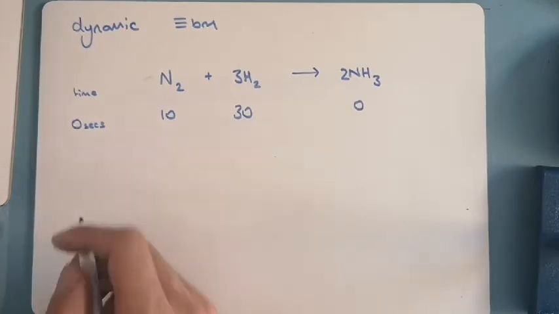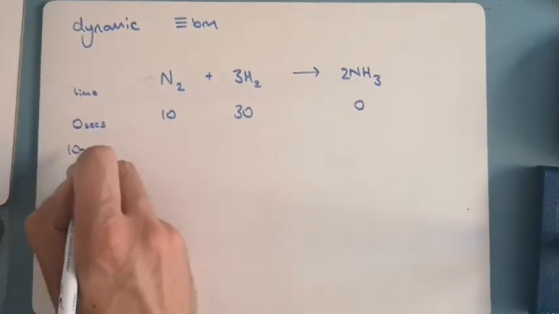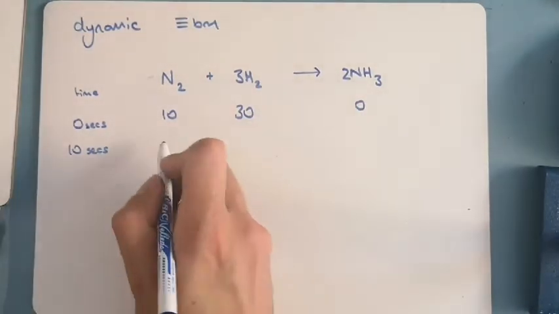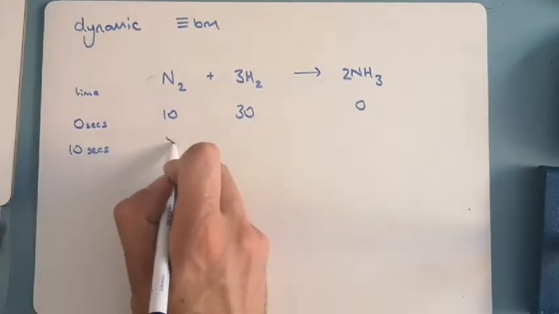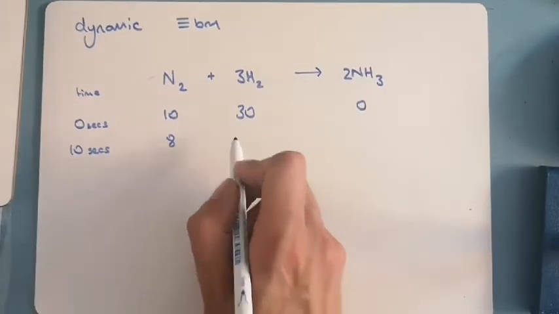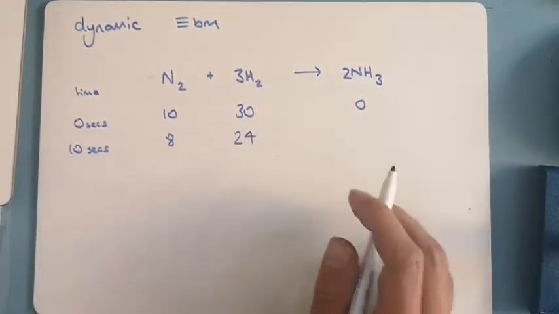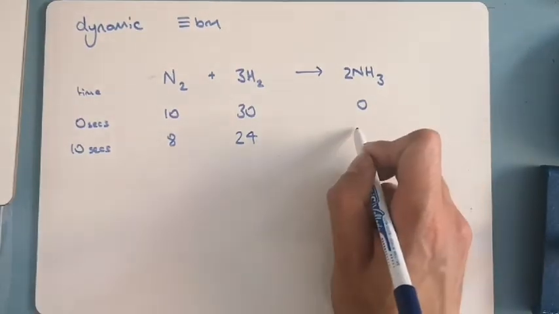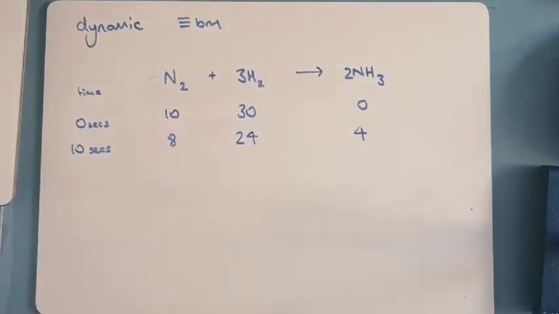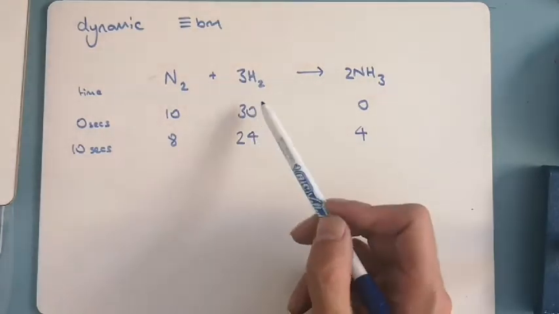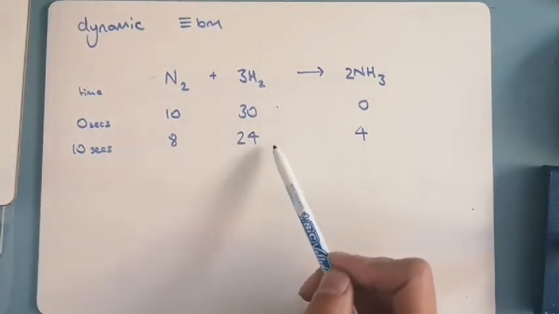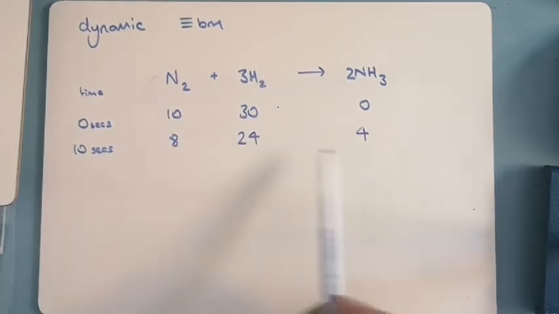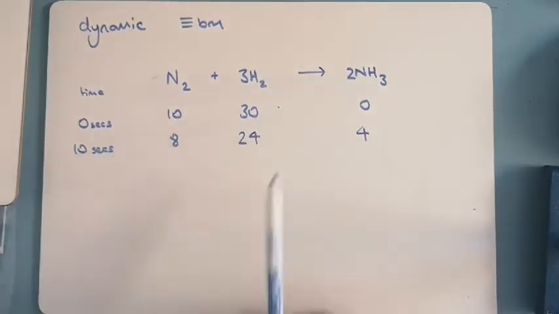And we can spot that if we give it 10 seconds. So add on 10 seconds, and then we can measure how much we've got of each. After 10 seconds, I spot that I've got 8 moles now of the nitrogen, 24 moles of the hydrogen, and I've produced 4 moles of the ammonia. So this definitely wasn't equilibrium, because if it was at equilibrium, then if we left it 10 seconds, the concentrations or the amounts of each would stay the same.